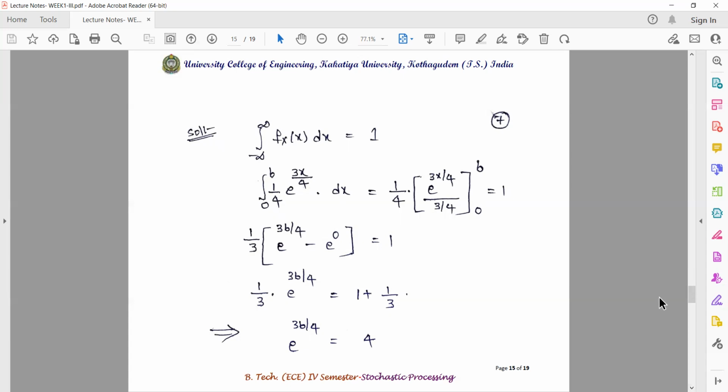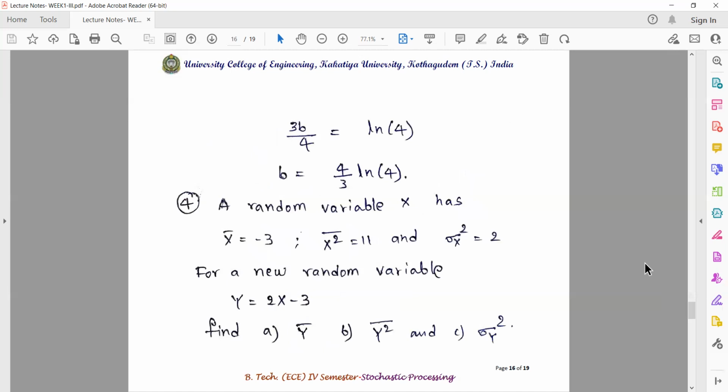So 1 by 4 with e power 3x by 4 gives 3 by 4, and substituting the limits, b from 0 to b. So 1 by 3 taken outside. The remaining thing is e power 3b by 4 minus e power 0, which is equal to 1. So 1 by 3 e power 3b by 4 is equal to 1, plus 1 by 3. Upon simplification, e power 3b by 4 is equal to 4. So apply natural logarithm on both sides. You'll get the answer b is equal to 4 by 3 ln of 4, the natural logarithm of 4.